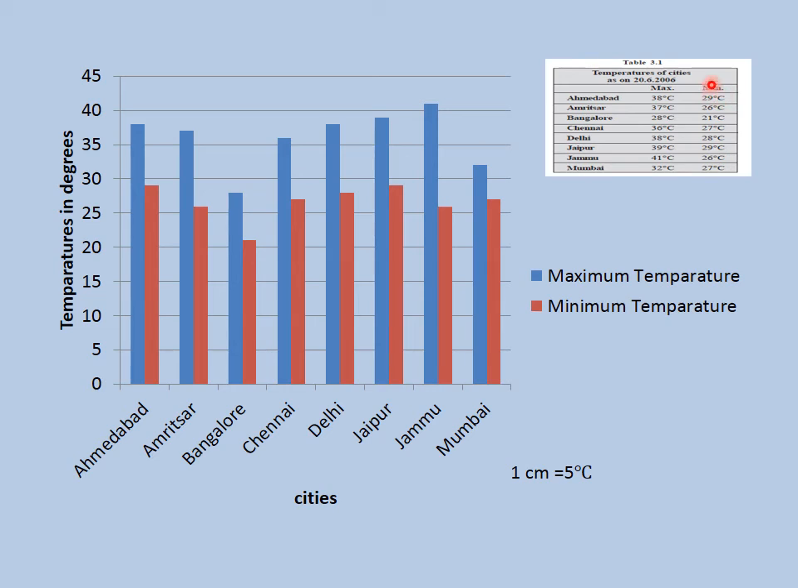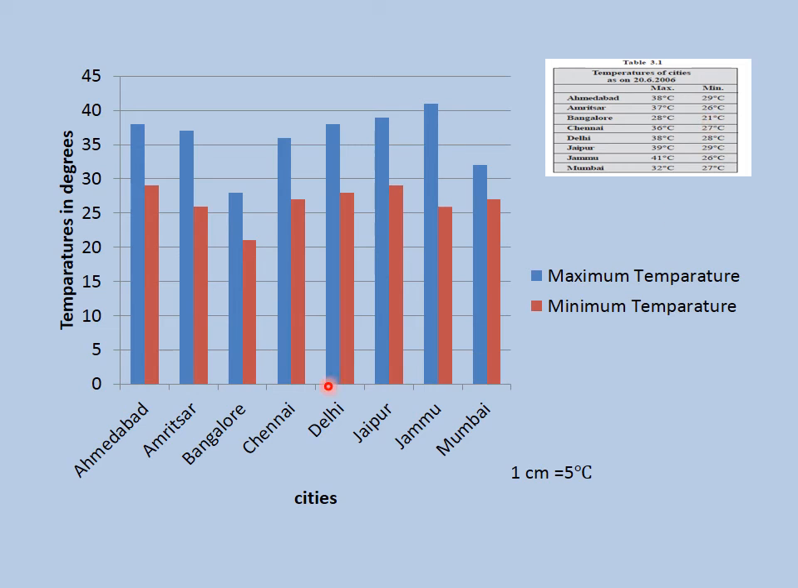Similarly, we draw the minimum with a different color, red color. 29 degrees, Ahmedabad. So let us go to Ahmedabad and write 29: 25, 26, 27, 28, 29. Next we have Amritsar, minimum temperature 26 degrees. So above 25, 26 degrees.